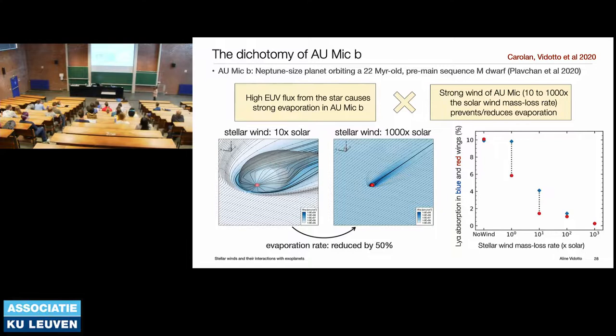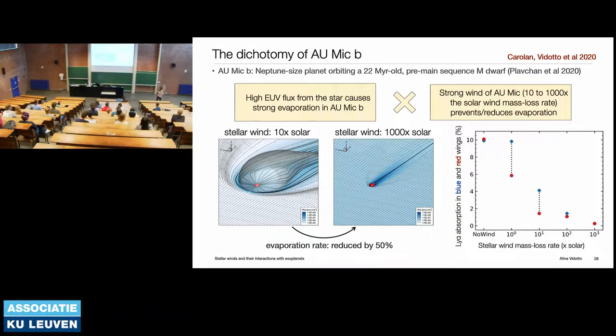Now, this brings me to the dichotomy of AU Mic. I told you this system is very young. And I said to you that if the system is young, there is a lot of high EUV emission. Therefore, this star induces a lot of escape in the planet through photoionization. But I also told you that if the system is young, the stellar wind is very strong, and I just showed you that if you have a strong stellar wind, you can affect the escape rate. So which one is dominating in the system?